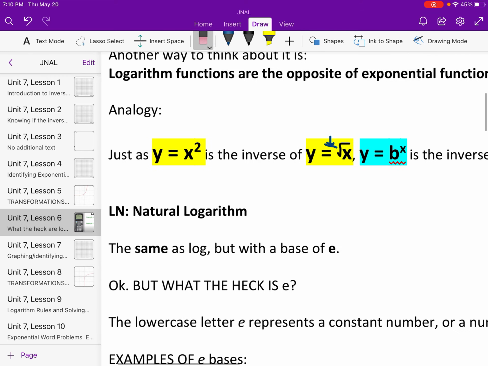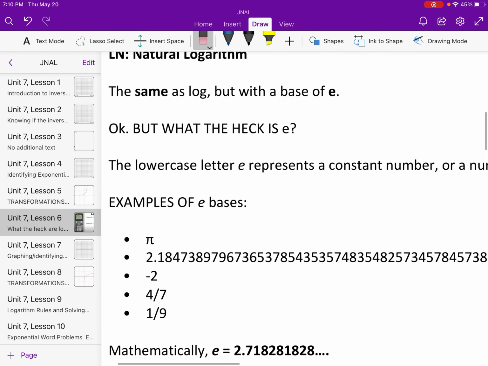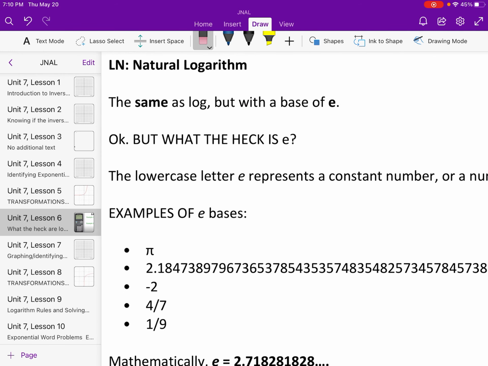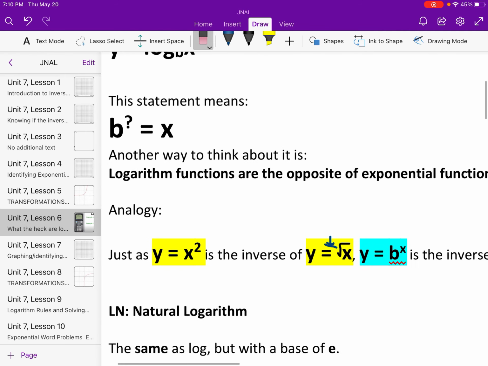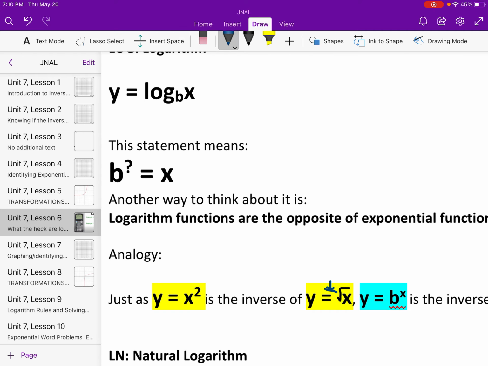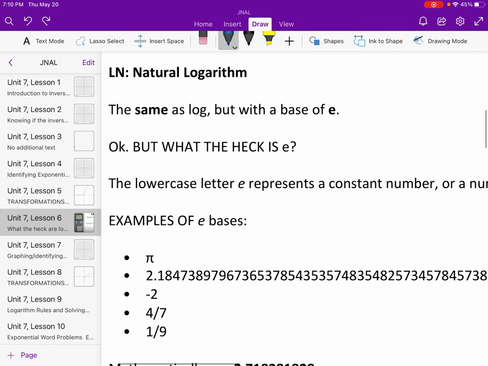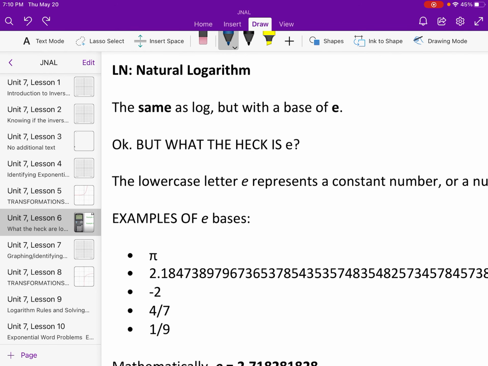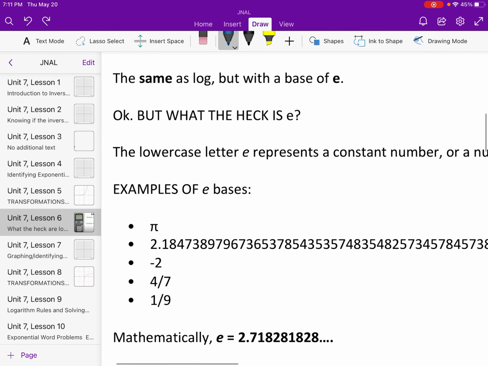But now let's see, what is ln, logarithm? It's the same as log, but it has a base of e. So we know that we had a base of b for logarithm, but we have a base of e. So you might think, okay, but what the heck is e? So e is not a variable like b is. B can be replaced with any number, but e is basically a mathematical thing like pi.